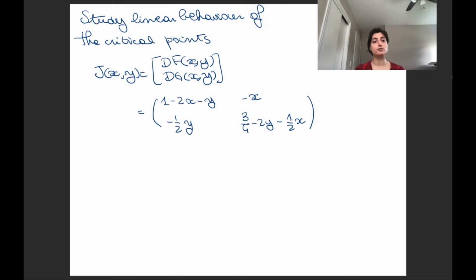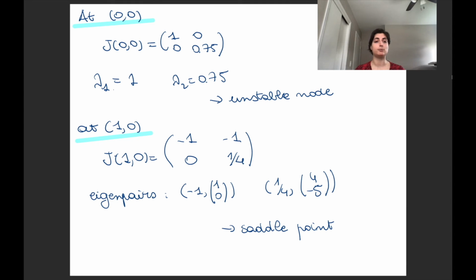Let's try to study the linear behavior at the critical points. So we compute the Jacobian, df with respect to x and y, dg with respect to x and y, and we have this matrix depending on x and y. So it's 1 minus 2x minus y, minus x, minus 1/2 y, 3/4 minus 2y minus 1/2 x. And what we want to do is compute the Jacobian at all the equilibria and figure out the linear approximation. And this is exactly what we're going to be doing.